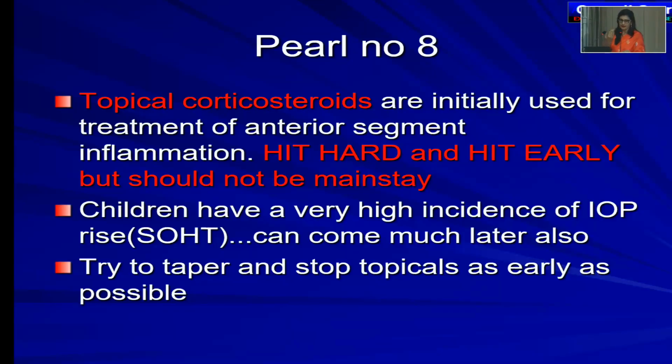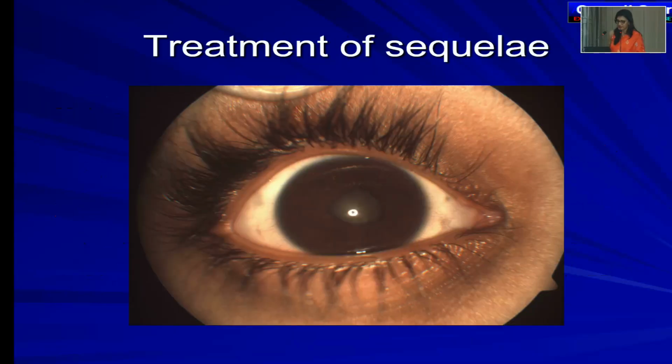Don't do that. You start 6 times, call the patient back, see how it has responded to your topicals, and then you taper according to that. Children have a very high incidence of IOP rise, so you have to keep monitoring the IOP at every visit and try to taper and stop your topicals as early as possible.